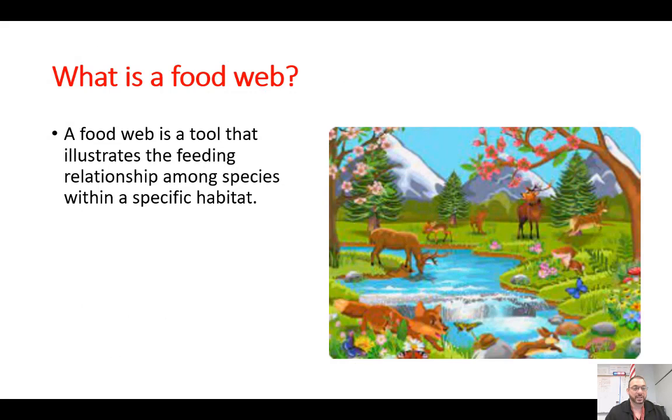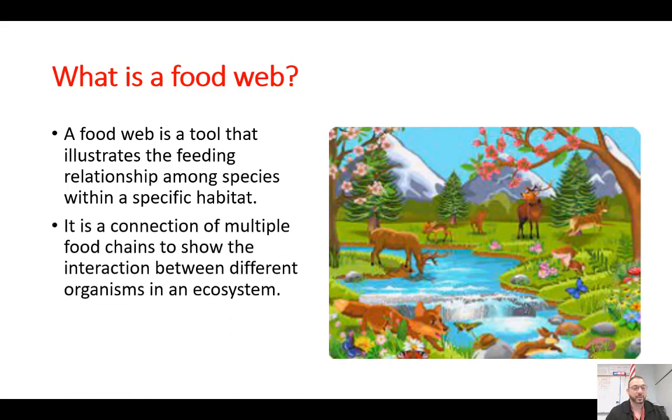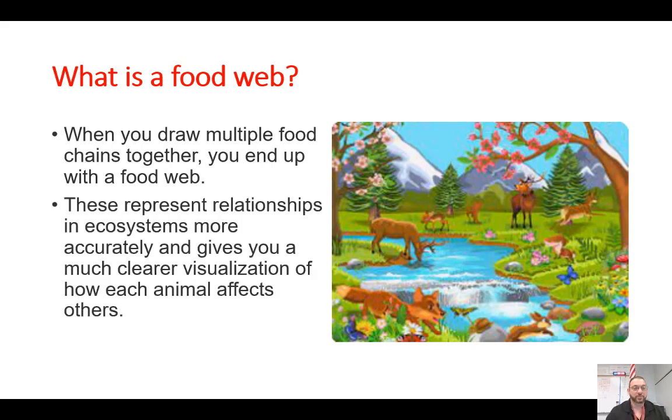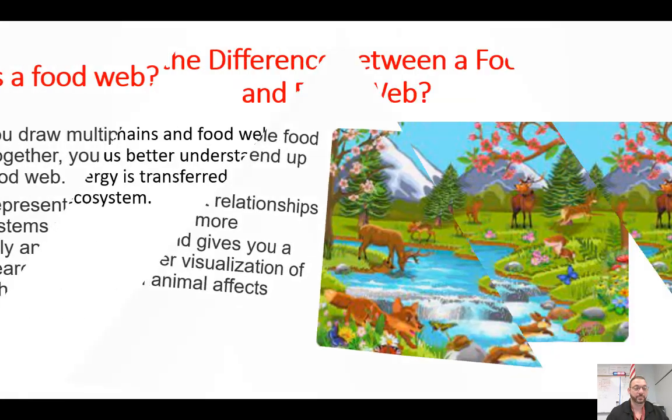A food web is a tool that illustrates the feeding relationship among species within a specific habitat. So it's a connection of multiple food chains to show the interaction between different organisms in that particular ecosystem. When you draw multiple food chains together, you end up with a food web. These represent relationships in ecosystems more accurately and give you a much clearer visualization of how each animal affects others.